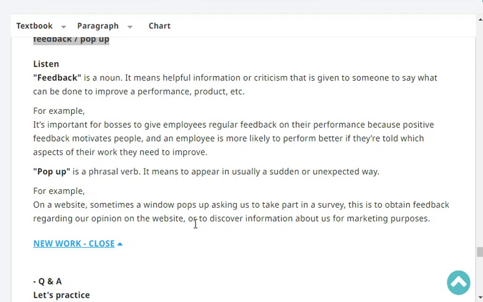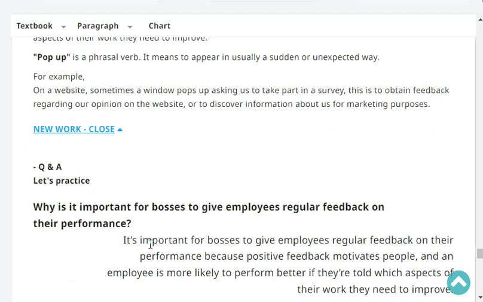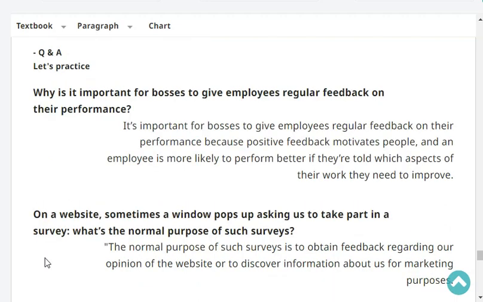It means to appear in a usually sudden or unexpected way. For example, on a website on the internet, sometimes a window pops up asking us to take part in a survey. This is to obtain feedback regarding our opinion on the website or to discover information about us for marketing purposes. Let's practice. Why is it important for bosses to give employees regular feedback on their performance?